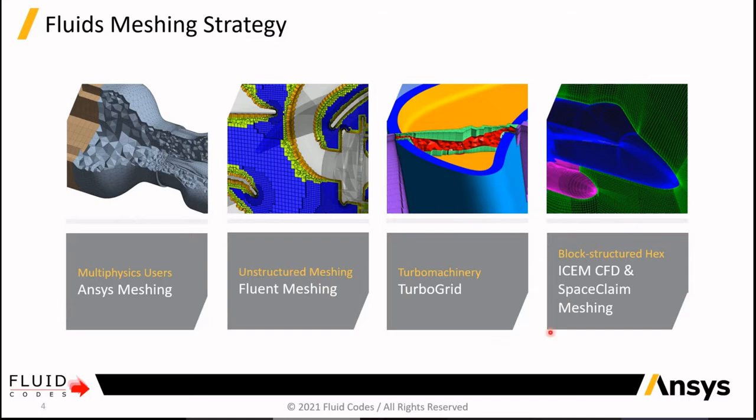If we go more into the details of CFD, then we have these other options available. One is Fluent Meshing, which, as I said, is a fully unstructured way to generate the mesh. There are two other main tools available. One is for turbomachinery applications, and it's called TurboGrid. Then we have another couple of applications, actually. There are two different applications: one is ICEM CFD, and the other one is SpaceClaim meshing.